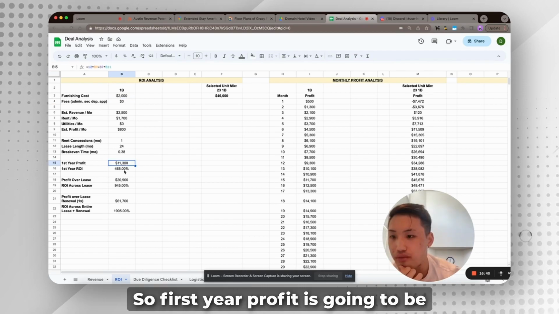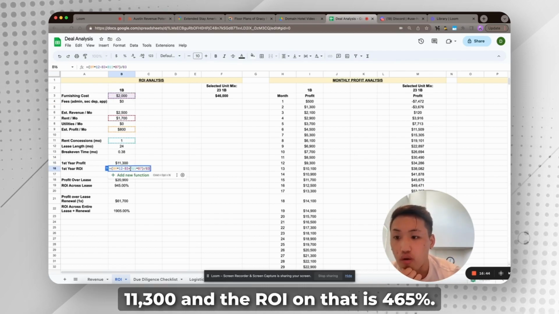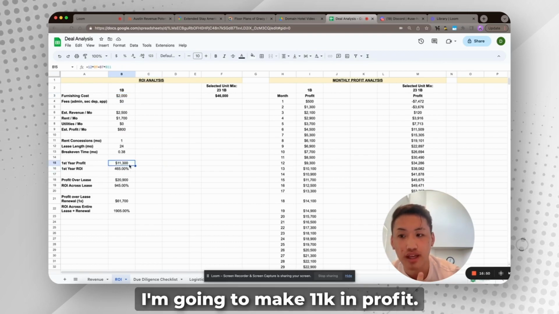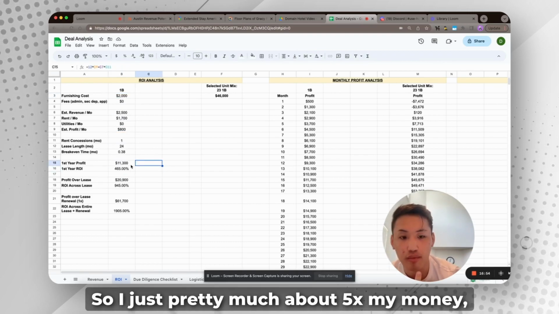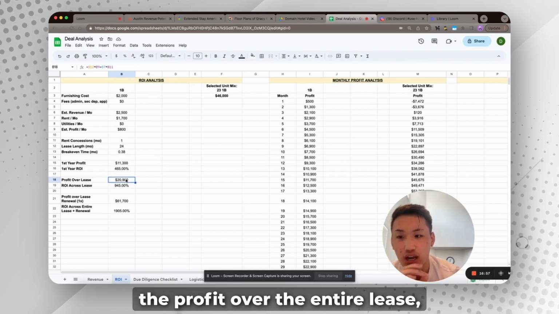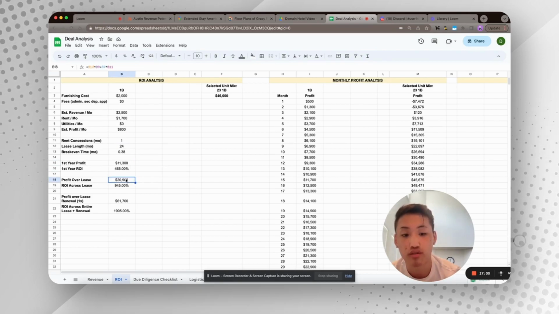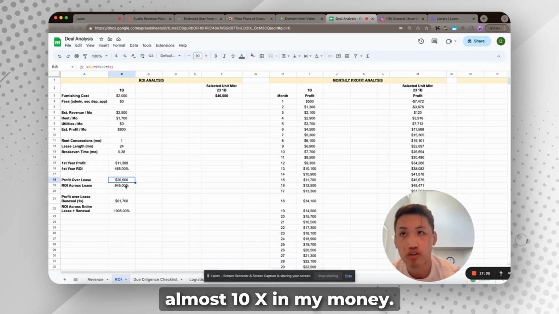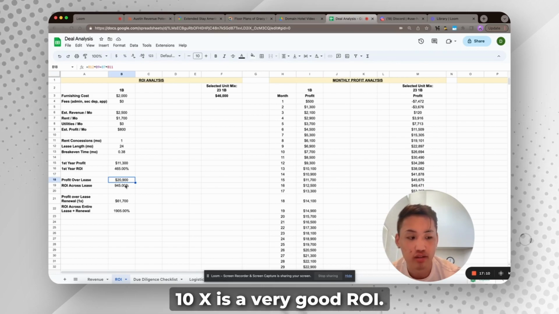Okay, so first year profit is going to be 11,300, and the ROI on that is 465%. I put in 2K, I'm going to make 11K in profit, right? So I just pretty much 5x my money. The profit over the entire lease, which means over the entire 24 months, assuming the lease is 24 months, is going to be 20,900, and that's pretty much almost 10xing my money, right? 10x is a very good ROI.